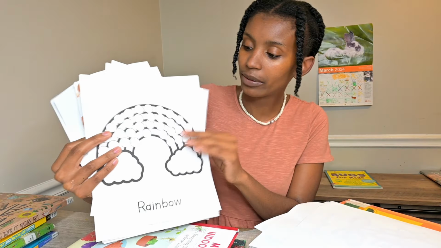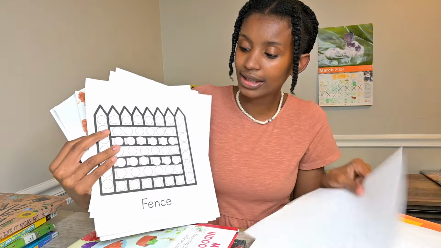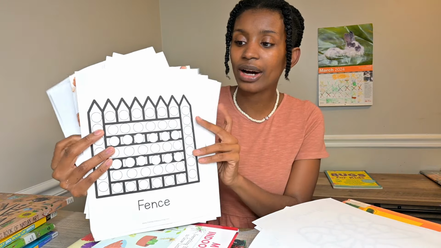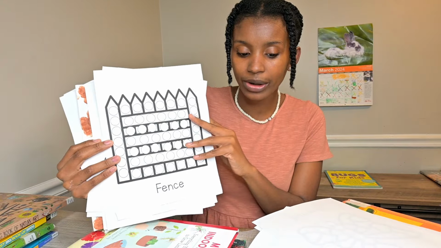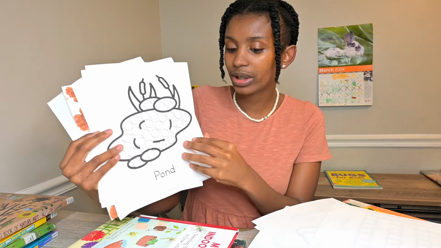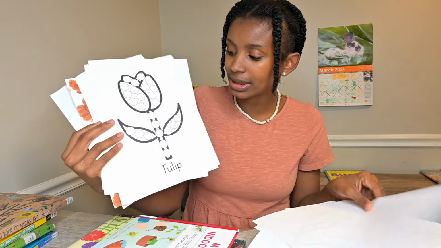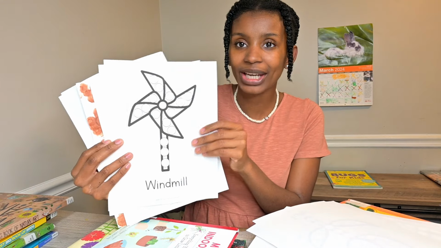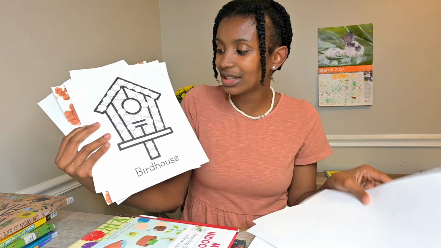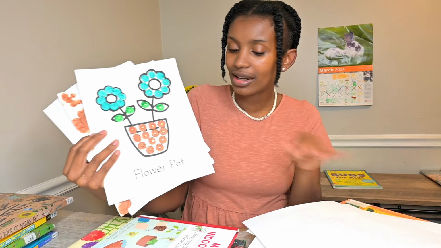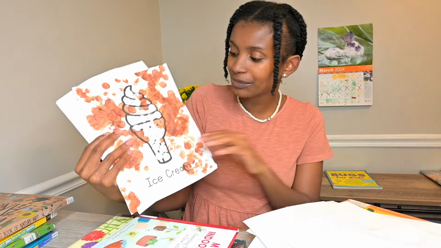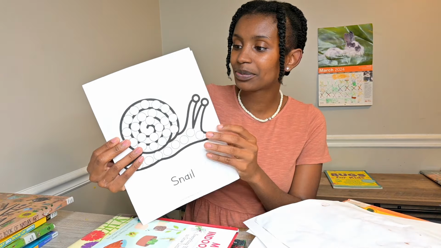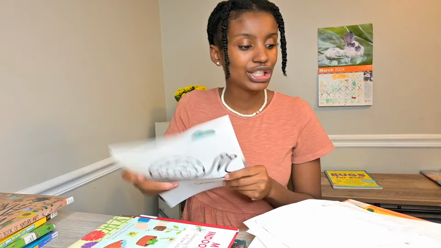These are available on my website, by the way. Rainbow, butterfly. So if you did the unit study, if I put it out, or if you're doing your own unit study, you just pick out some things that match. If you read a book on birds, why not do a bird activity? If you read a book on ponds, do something related to ponds. If you read about flowers, here's a flower one. Windmill, wind, kites, things like that. Birdhouse for birds. This is for flowers, gardening, ice cream, spring treats, warm treats, a snail, and then another one on flower pots. So I created those.